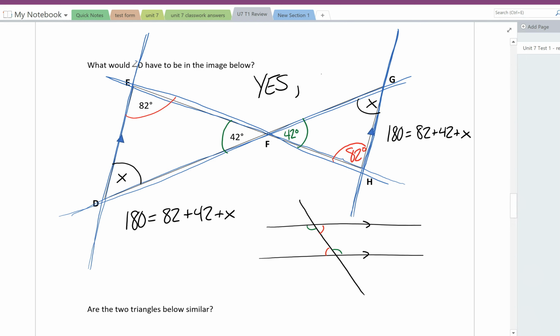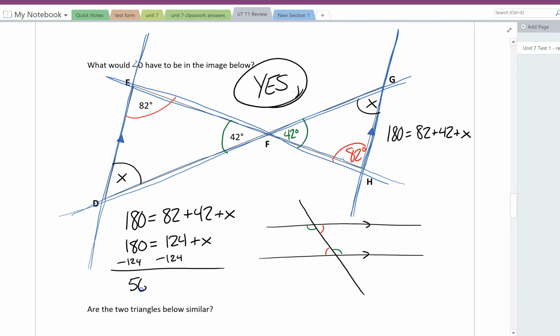And I'm just now realizing that's not even what the problem was asking for. What would angle D have to be in the image below? Well, okay, so we did a little excursion. Yes, the two triangles are similar. What would angle D have to be? Well, I've already set up the equation for it, so I might as well go through and solve it. 82 and 42 is 124. Subtract 124 from both sides. 180 minus 124 is 56. So this angle right here would have to be 56 degrees. This angle right here would have to be 56 degrees.